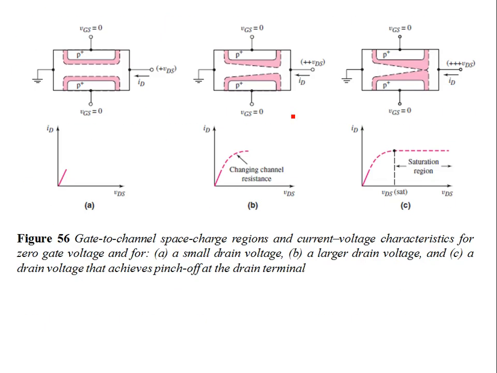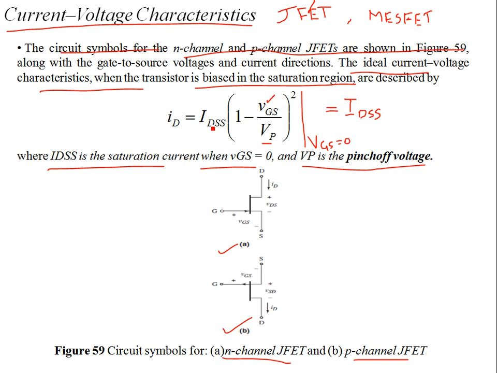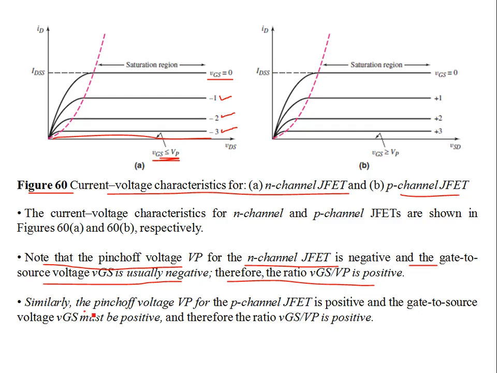Once again, this ratio VGS over Vp is positive. So for both n-channel and p-channel JFETs, junction field effect transistors, this ratio is positive. Since the pinch off voltage for the p-channel JFET is positive, the gate to source voltage must be positive. Therefore, the ratio is again positive. So you can see for a p-channel JFET, you apply positive VGS values over here. So VGS is always positive. The pinch off is always positive. Okay, this is the difference.